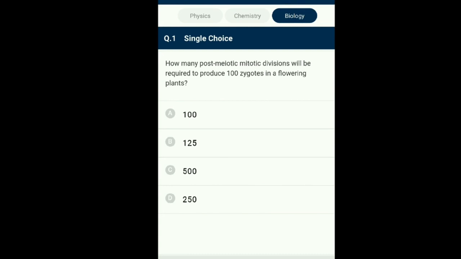In flowering plants, double fertilization occurs. Thus, for formation of 1 zygote, 5 mitotic divisions are required. Thus, for 100 zygotes, 500 mitotic divisions will be required. So, the answer for this question is option C, 500.